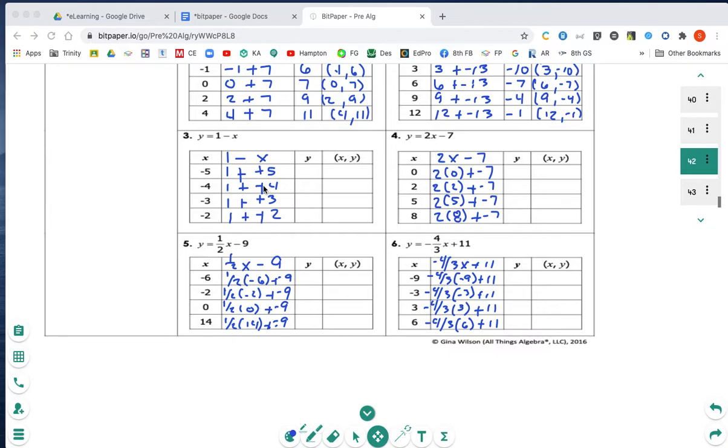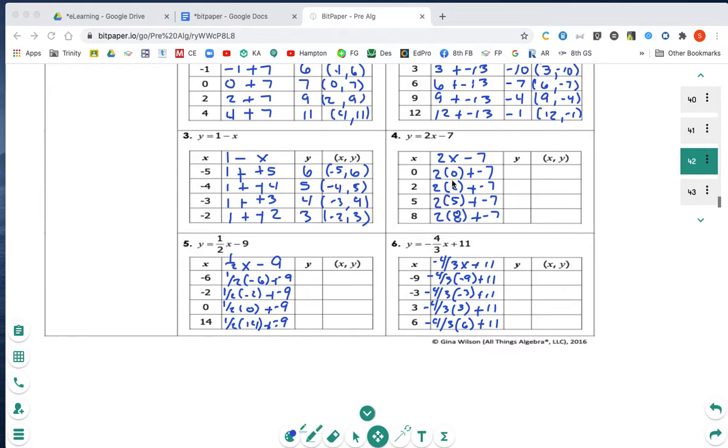Okay, now we're going to go ahead and generate our y values. So 1 plus 5 is 6. 1 plus 4 is 5. 1 plus 3 is 4. And 1 plus 2 is 3. We're going to go ahead and write our ordered pairs. -5, 6. -4, 5. -3, 4. And -2, 3.